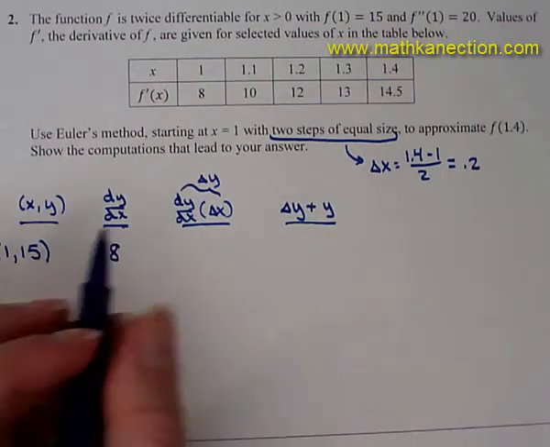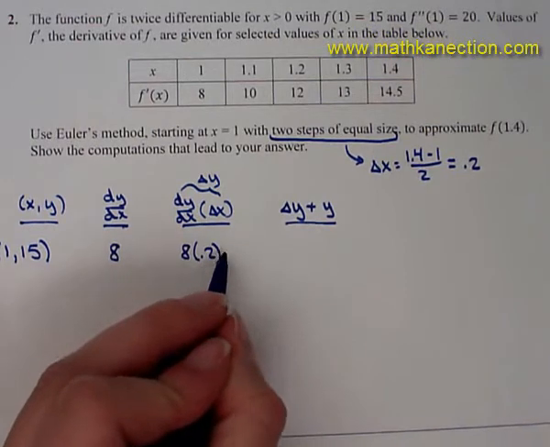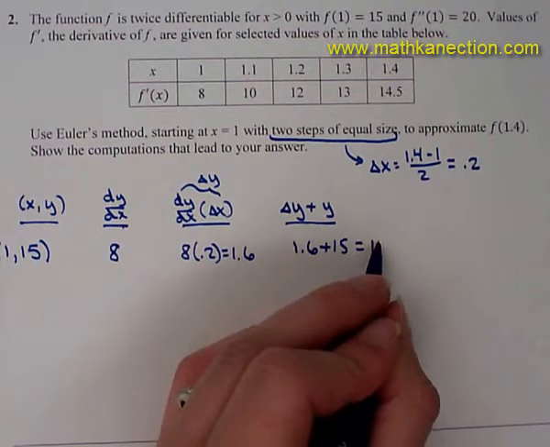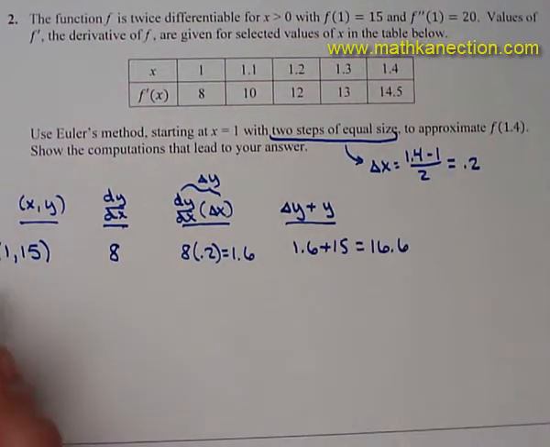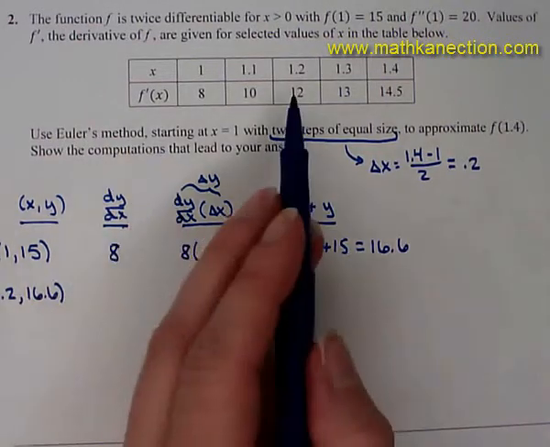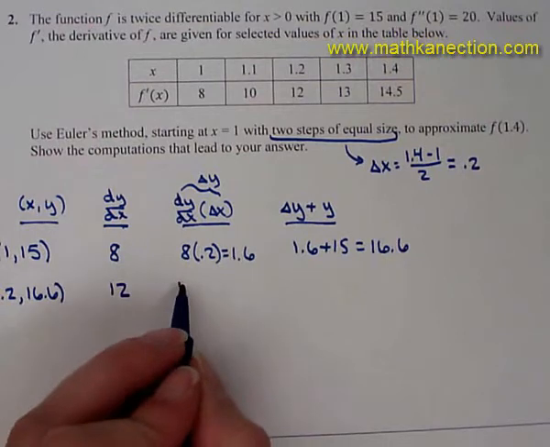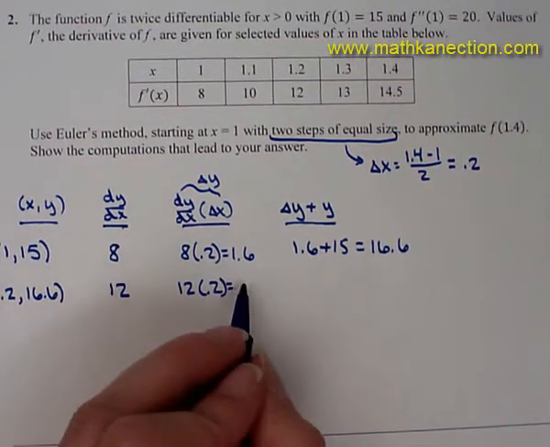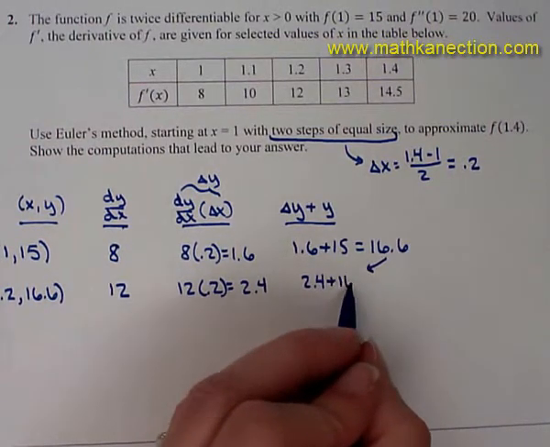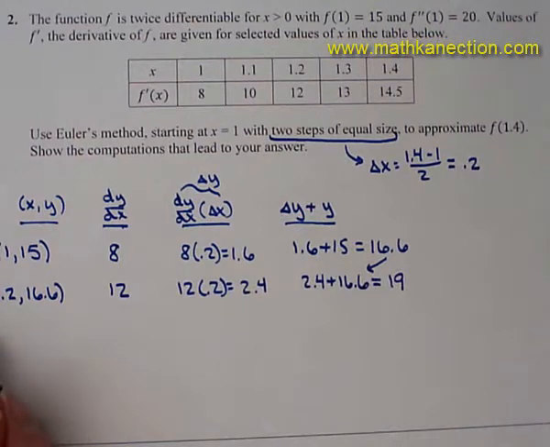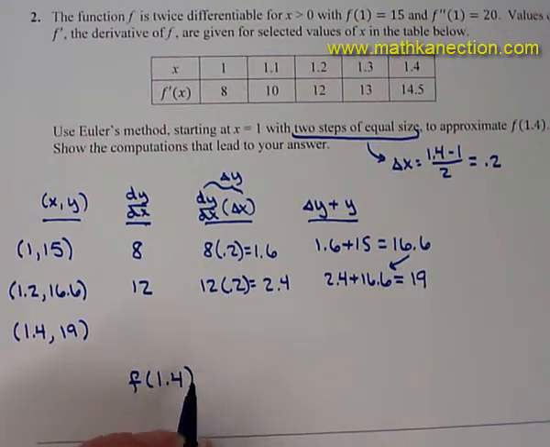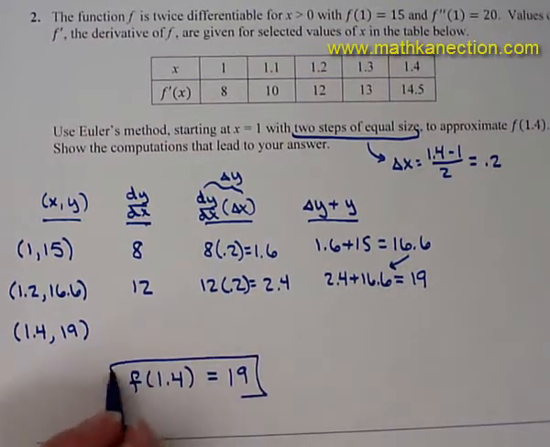The dy/dx from the table is equal to 8 at the value of 1. Take that 8 multiplied by the delta x of 0.2 to get 1.6. Take the 1.6 and add it to the y value, so we get 16.6. So now we have the point 1.2, and 16.6 is the y value. The slope at 1.2 is 12 from the table. Take 12 multiplied by 0.2. We get 2.4. 2.4 plus that y value of 16.6 is 19. So at 1.4, the y value will be 19. So f of 1.4 using Euler's method is 19.